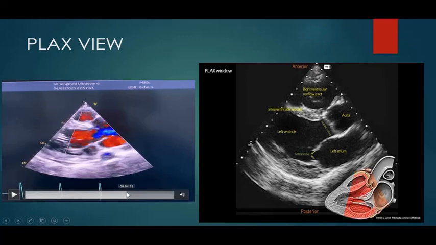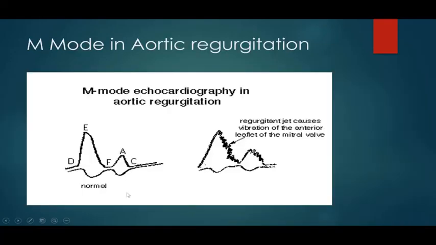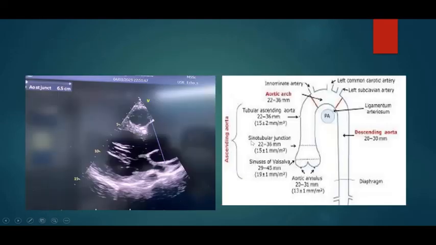That indicates aortic regurgitation. When you put M mode across the mitral valve, the first picture shows the normal M mode, which shows the DEF and AC waveform. If there is associated aortic regurgitation, the regurgitant jet from the aortic valve will hit the anterior leaflet of the mitral valve and cause a fibrillary pattern in the anterior mitral leaflet. That's why here we are seeing the regurgitant jet causing vibration of the anterior leaflet of the mitral valve.